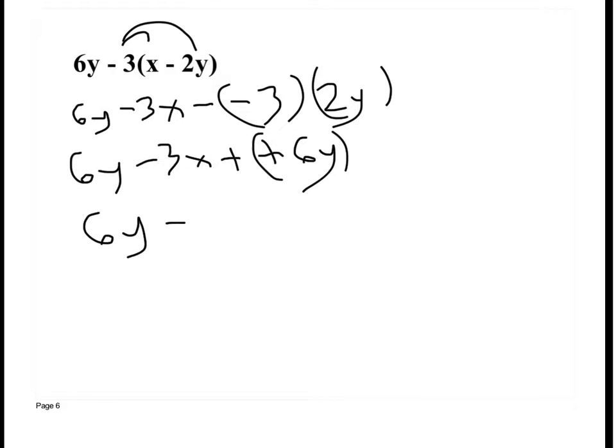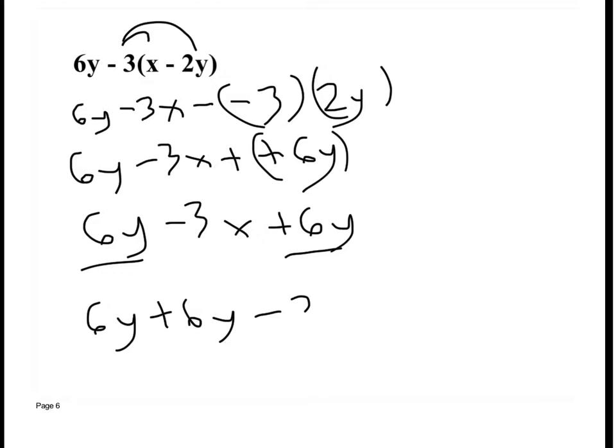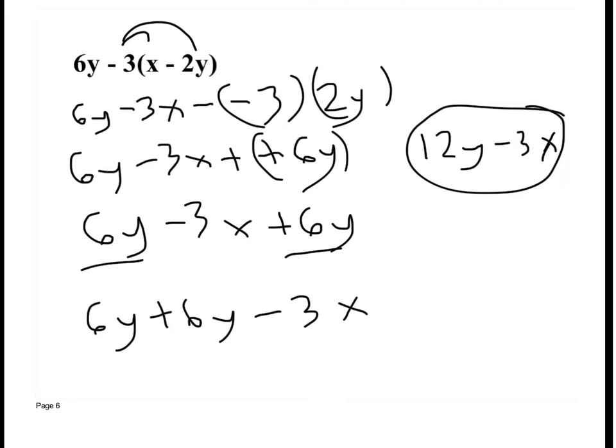I have 6y minus 3x plus 6y. I find my like terms now, 6y and 6y. So I rearrange them where I have 6y plus 6y minus 3x. And then I add them. 6 plus 6 is 12. And I can't do anything to the -3x. And there's my answer. Write this down.